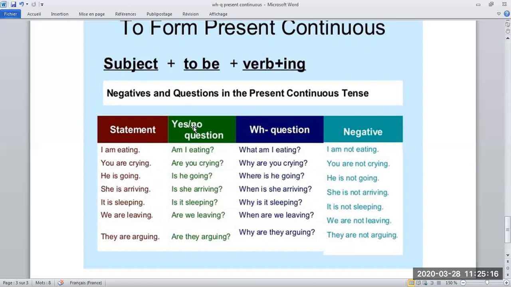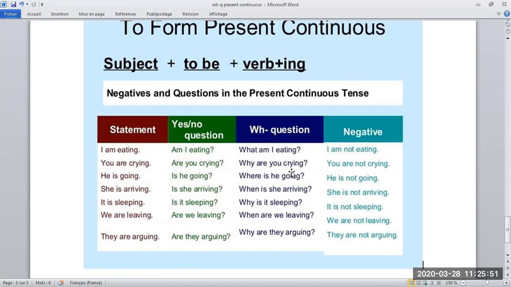Then in the negative and in the interrogative form, without WH we have the ordinary questions, and with WH we have WH questions. So am I eating? Are you crying? Is he doing? Is she arriving? And we add before them the WH question that we want. So what will it become? What am I eating? Why are you crying? Where is he going? When is he arriving? So the basis of our sentence in question form is the verb to be plus a subject plus a verb plus ing. And we add to it what? A WH question.